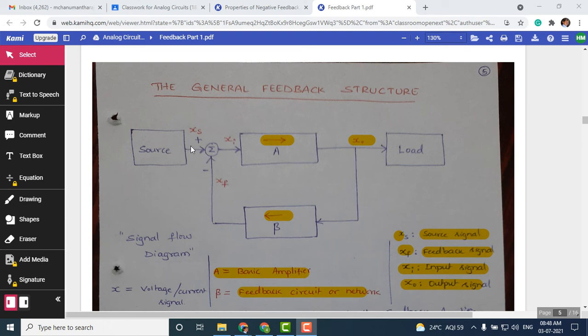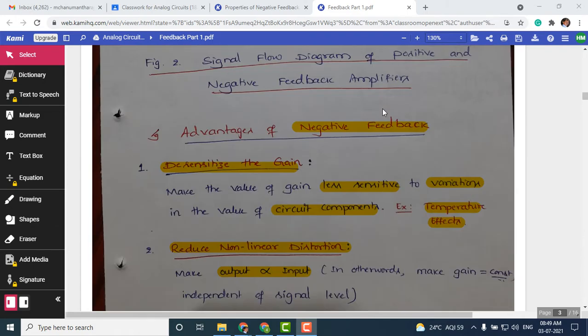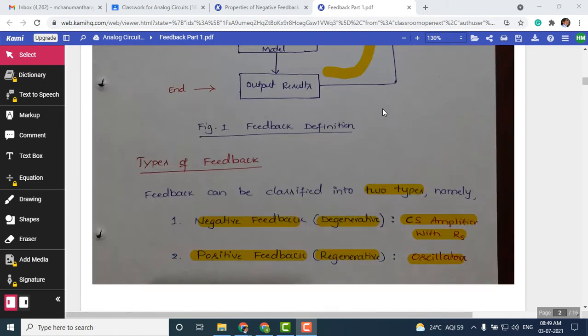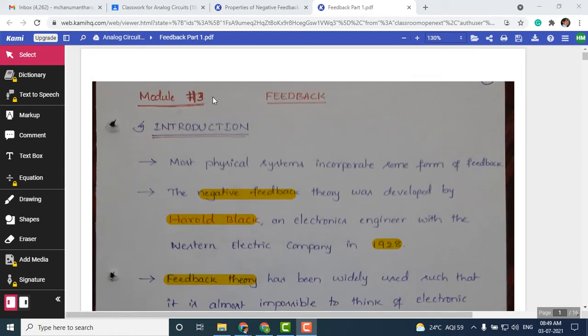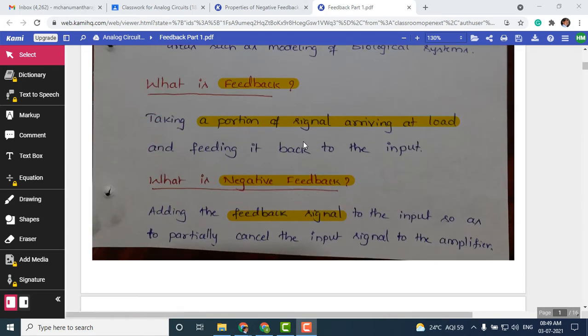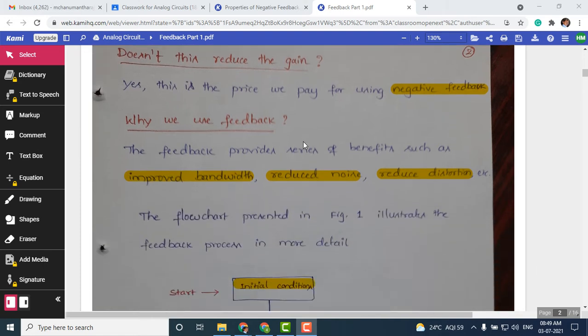Okay, all right. Last class, if you can recollect, we started with the general feedback structure, and remember the module that we are covering is module 3. Let me show the beginning. Module 3, the title of the module is feedback amplifiers. In that last class, we covered a few definitions for feedback.